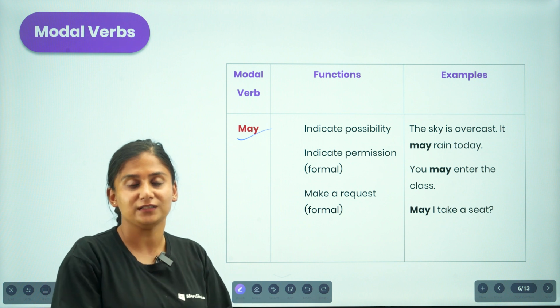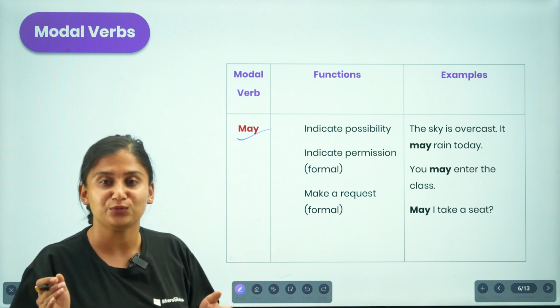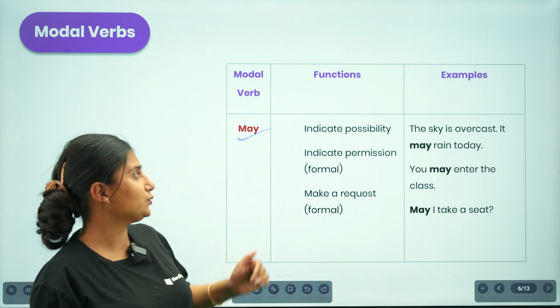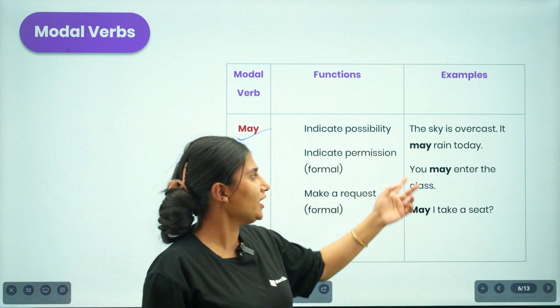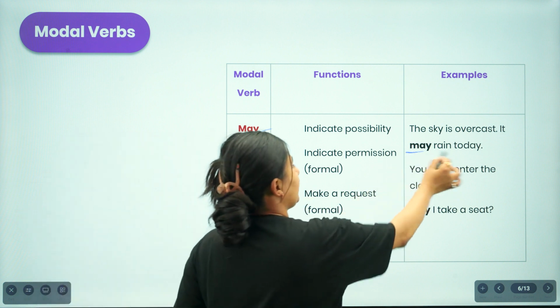So if the sun is quite bright, we also assume that today is going to be the hottest day. So in this way, may is also used to indicate possibility. For example, the sky is overcast, and what is it indicating? It is indicating that it may rain today.